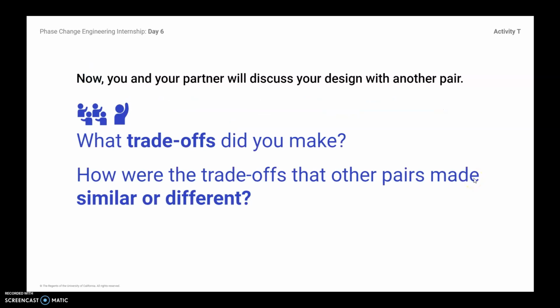Okay, now you and your partner will discuss your design with another pair. So you need to find another group of four that you can discuss with, or another pair of people that you can discuss with. What trade-offs did you make? How were the trade-offs that other pairs made similar or different? Pause the video here. Take no more than 1 minute to discuss this.